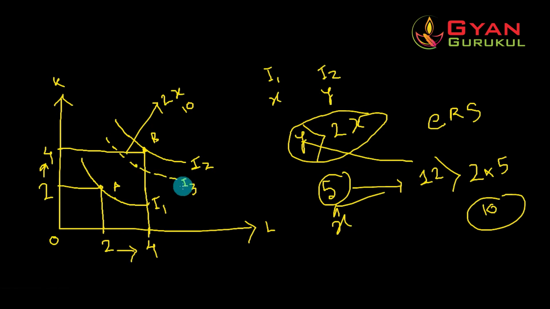In this isoquant, I3, take any point, say this point. So see, here we are getting two points. Let's say it is 3 units of labor and 3 units of capital at this isoquant, right?